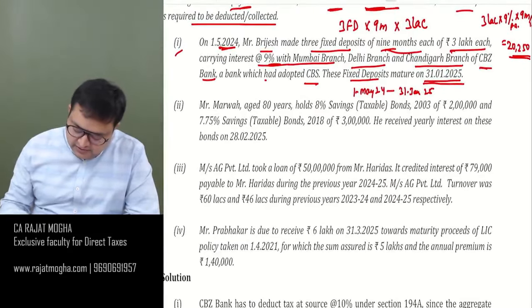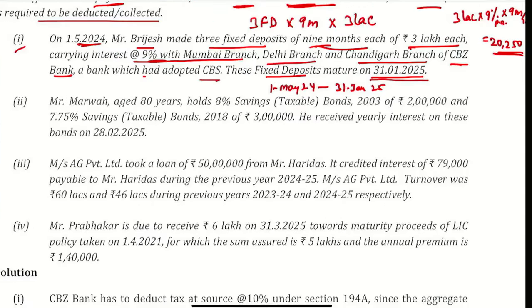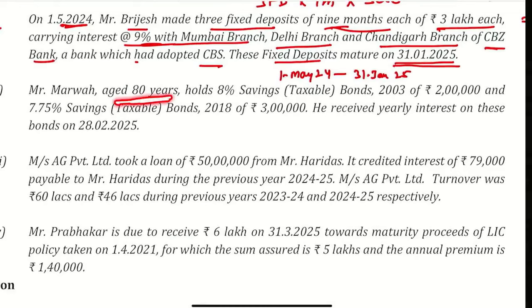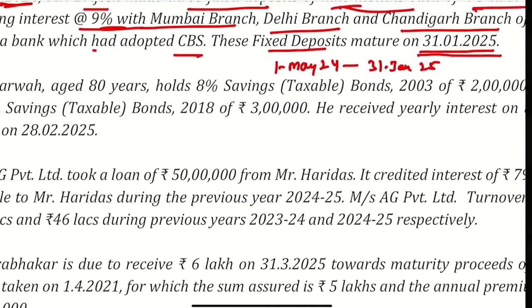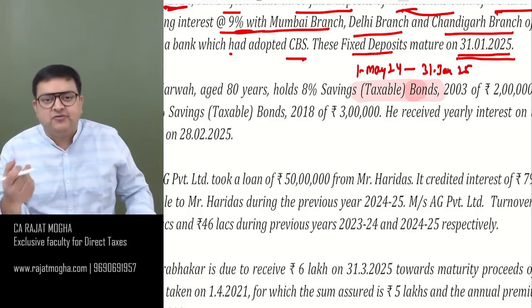Second part. Mr. Marwa, age 80 years. He's a senior citizen. In fact, super senior citizen. Mr. Marwa, age 80 years, holds 8% taxable saving bonds 2003. As I told you, on taxable saving bonds, remember this word, taxable saving bonds, here TDS is applicable if the threshold limit is more than 10,000 rupees. And these are bonds. Is it interest on securities or other than securities? This is interest on securities. Very good, Deepa. It is interest on securities.